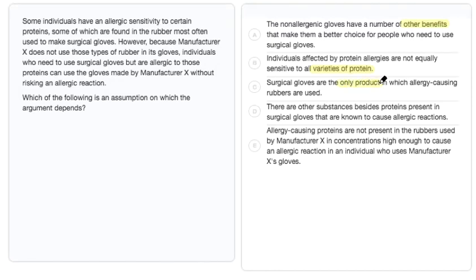This is another tip-off here that something's wrong. We don't really care about this. This does not relate to whether manufacturer X's gloves will help people avoid allergies caused by other gloves. Choice D actually goes against what our argument is saying.